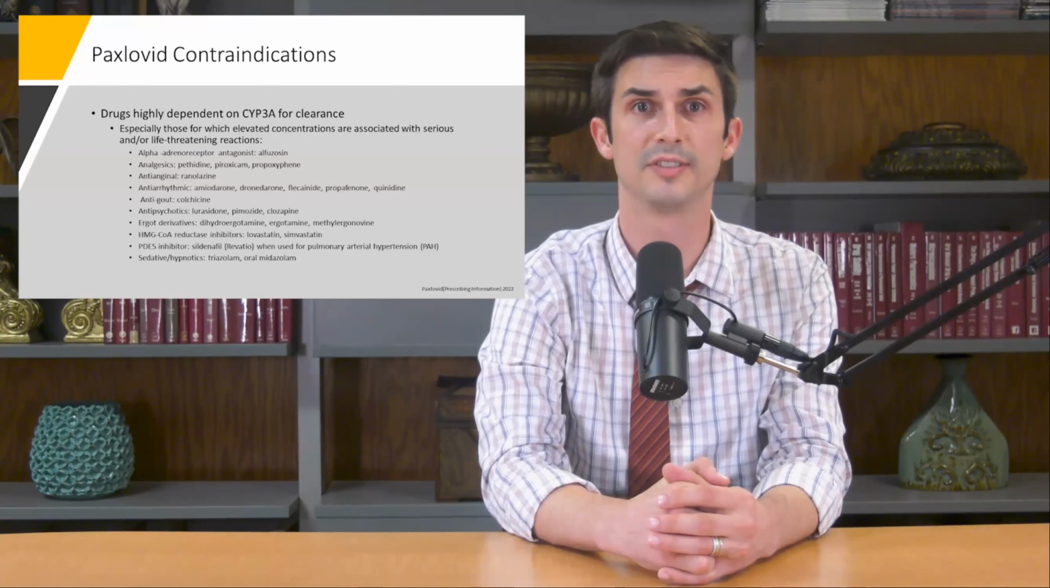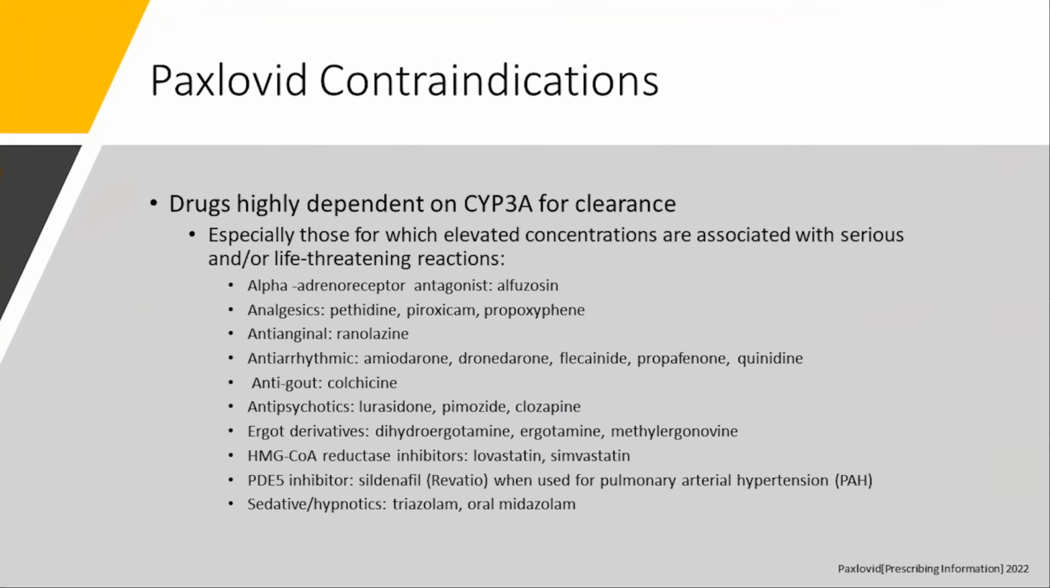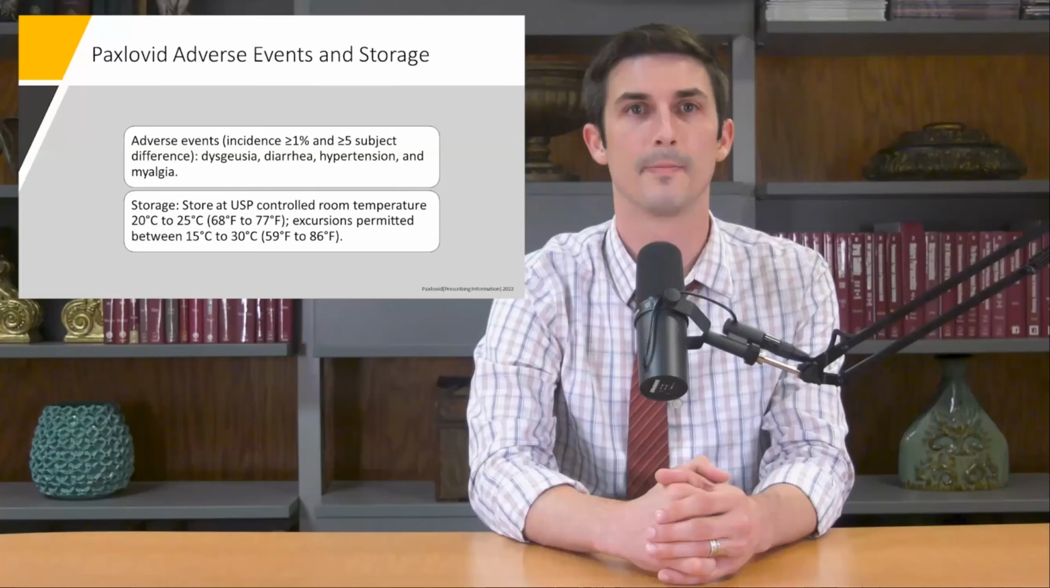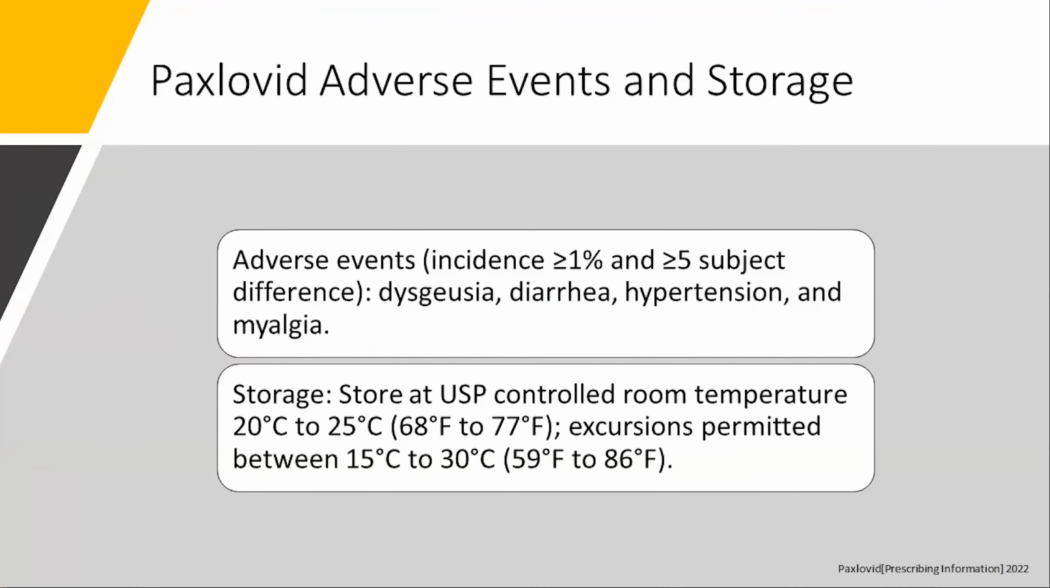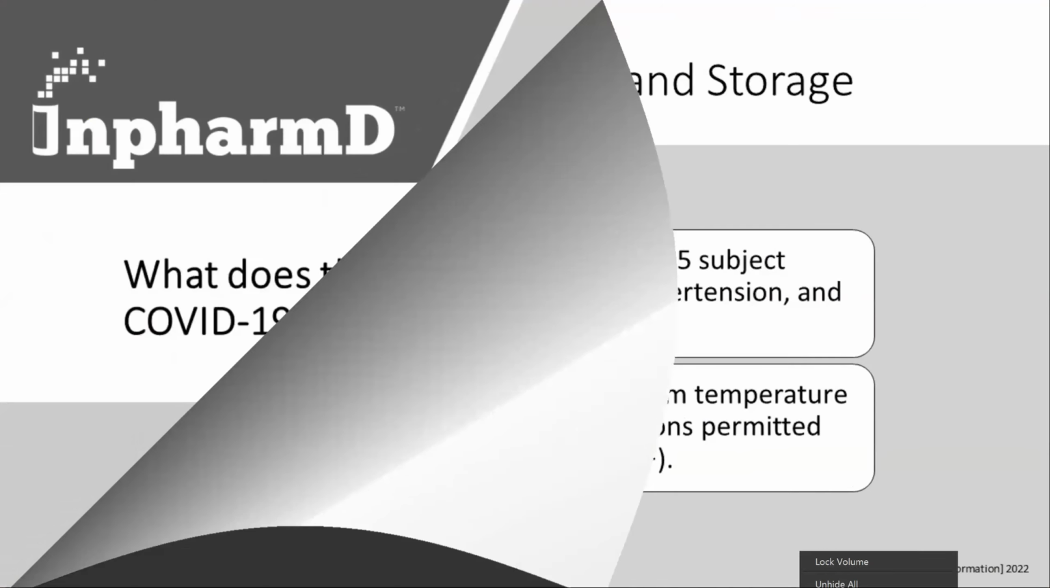In addition, nirmatrelvir and ritonavir are contraindicated with drugs that rely heavily on CYP3A for metabolism and clearance. Such agents include cardiovascular agents like amlodipine and flecainide, antipsychotic agents like clozapine and lurasidone, and statin medications including lovastatin and simvastatin. Adverse effects of this medication include dysgeusia or taste disturbances, diarrhea, hypertension, and myalgia.